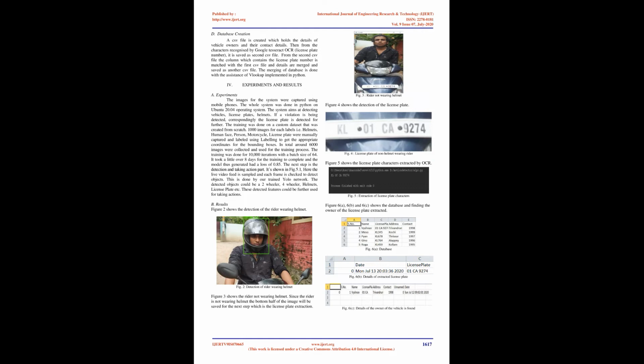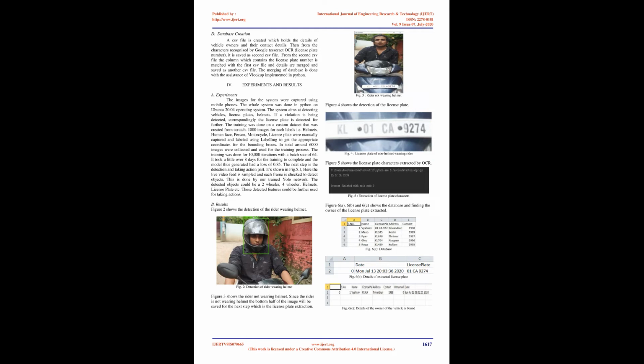If a helmet is detected in the first half of the image, then that image is discarded. If a helmet is not detected in the cropped image, then that image is considered as a non-helmet wearer, and the bottom half of the image, which contains the license plate, is saved to a folder along with the whole image for the next step.